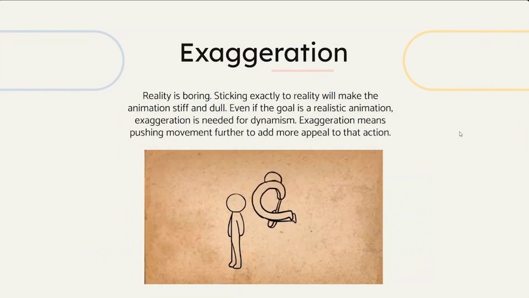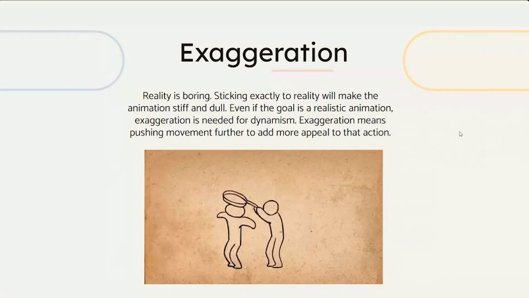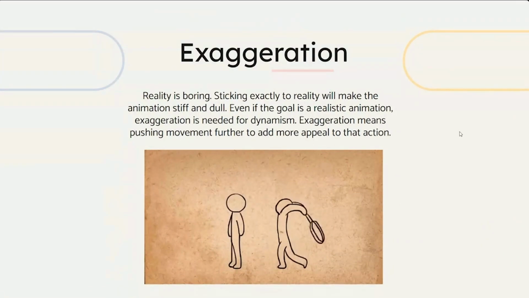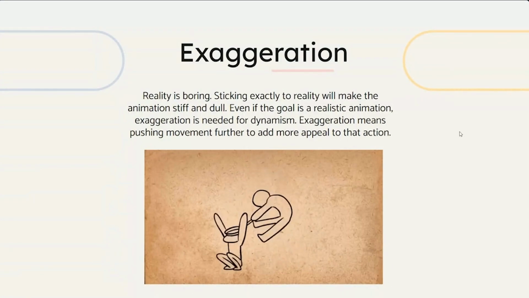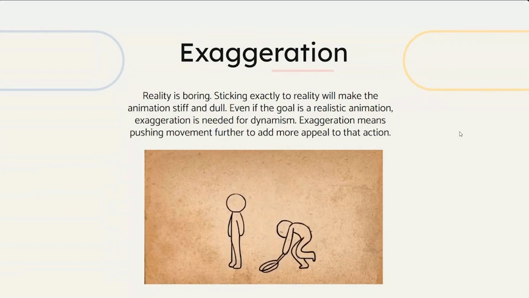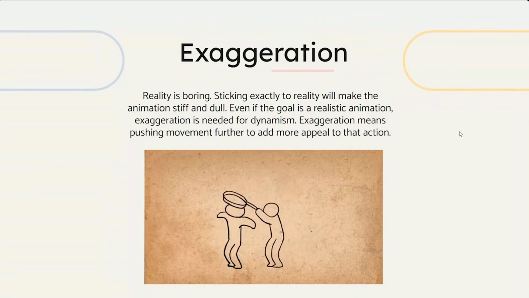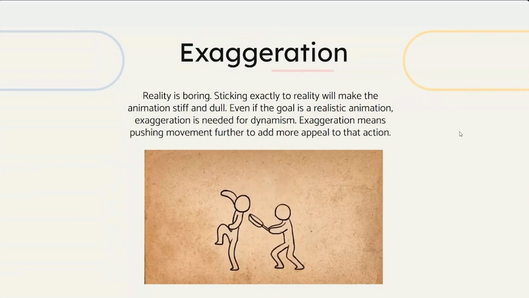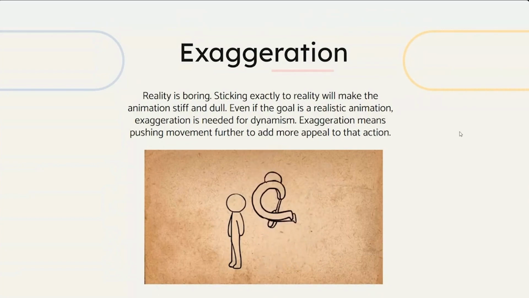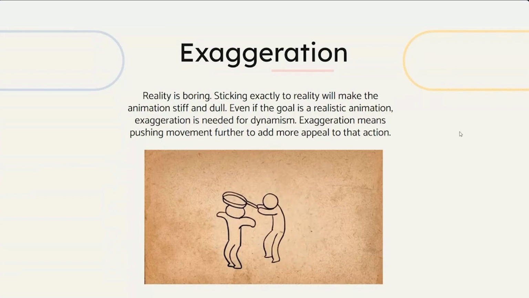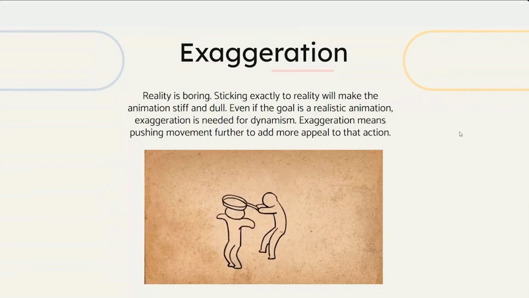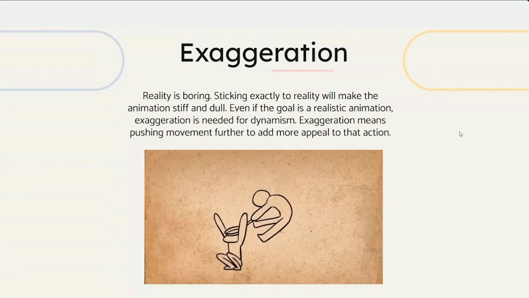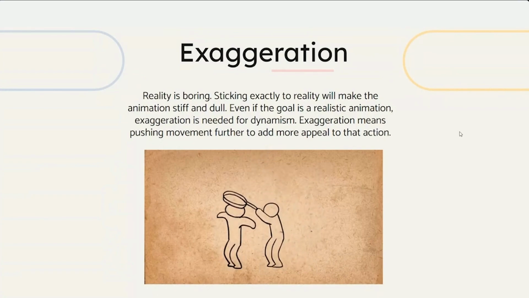Next one, exaggeration. Reality is boring. If you're going to stick to a reference and reproduce it exactly as it is in 3D, you get something I wouldn't even call realistic, because you're going to see it and find it very boring. So usually we exaggerate the movements a little more: you bend the back a little more, you stretch the character a little more, jump a little higher, extend the pose a little more, because reality is boring. And if you see something exactly as we see in reality, it's not going to be appealing.